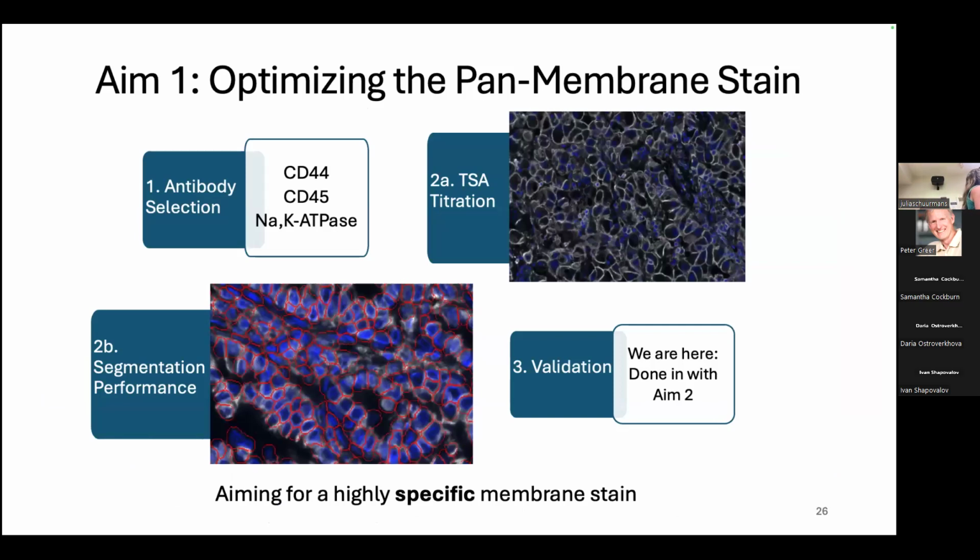So how did I go about getting the pan-membrane stain? Well, initially I was given 3 different antibodies, so the stain is made up of a cocktail of CD44, CD45, and the sodium, potassium, ATPase. I then went in and played around with the brightness through TSA titration, where I played around with our fluorophores and diluted them or concentrated them depending on how much contrast I was getting and how much background I was losing or gaining. And then finally, I validated them with the segmentation performance to see if it was improving.